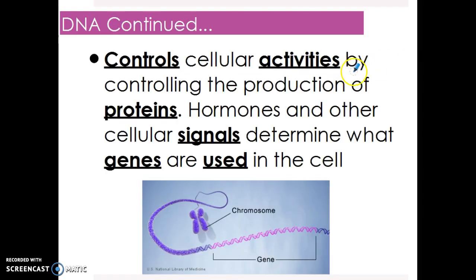DNA is also going to control cellular activities. So besides containing your genes, it's going to control cellular activities, specifically the production of proteins. And there are hormones and other chemical signals in your body that tell your cells what genes to use, when to turn them on, when to turn them off, how much of a protein should be made, depending upon how much DNA is accessed or how frequently it's accessed. But your DNA will control all of those things.